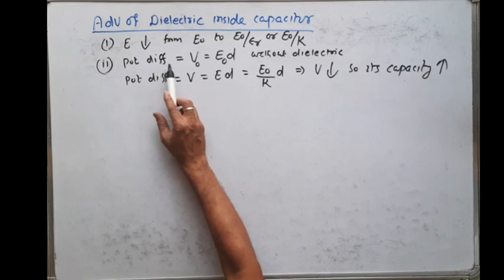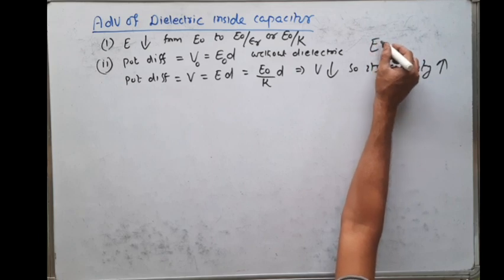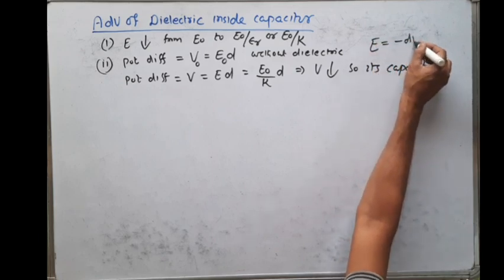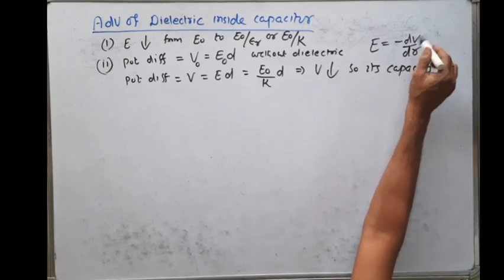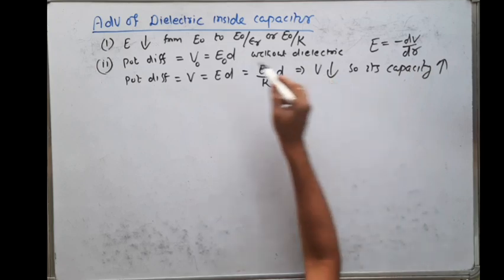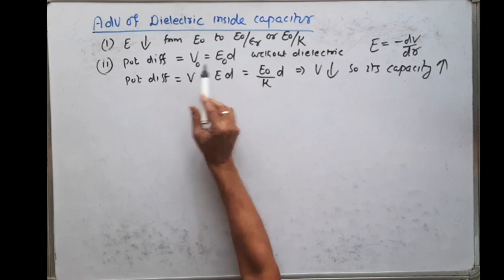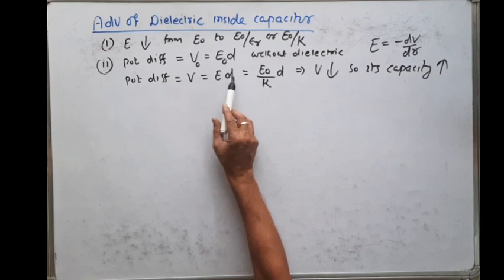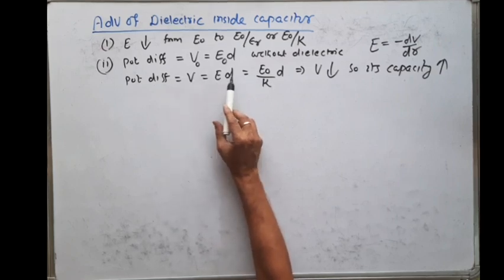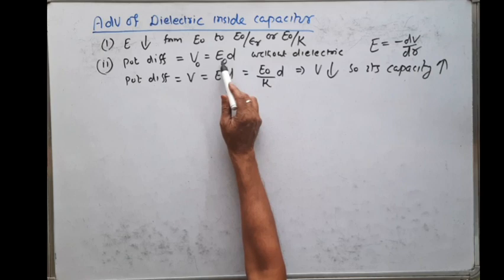You know, potential difference is equal to what? V is equal to E d, because you know E is equal to minus dV by dr. The electric field intensity is the negative potential gradient. So if you take the magnitude, dV by dr is equal to E, or dV is equal to E into d. So that is the potential difference. Potential difference without dielectric was E naught d. But using the dielectric, potential difference will be net electric field intensity into d. Net electric field intensity is nothing but E naught by K, into d. So here without dielectric it was E naught d.